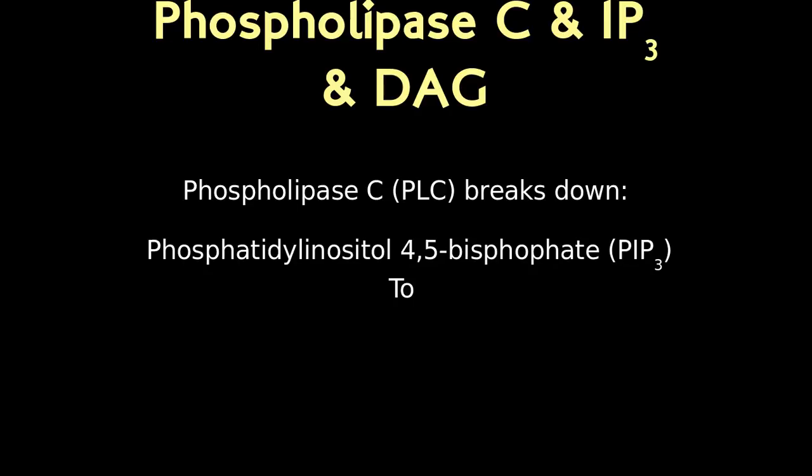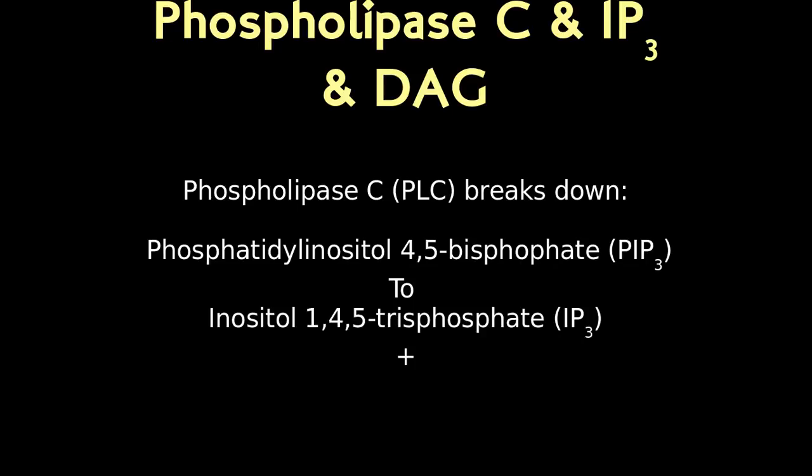So in this one, we have phospholipase C. Phospholipase C breaks down phosphatidylinositol 4,5-bisphosphate, or just PIP2, which is a lot quicker to say. It breaks down PIP2 into inositol 1,4,5-triphosphate, and we also get a 1,2-diacylglycerol out of that, or DAG. So IP3 and DAG.